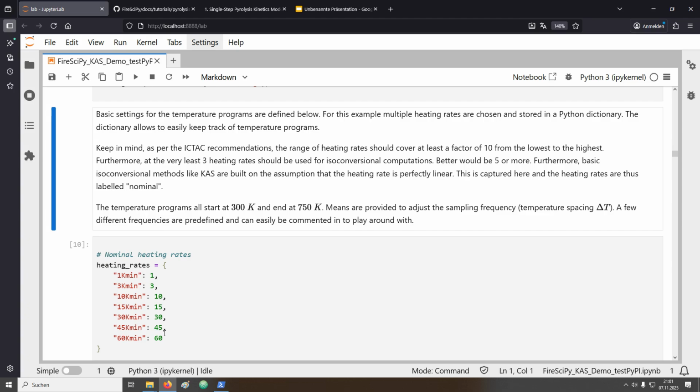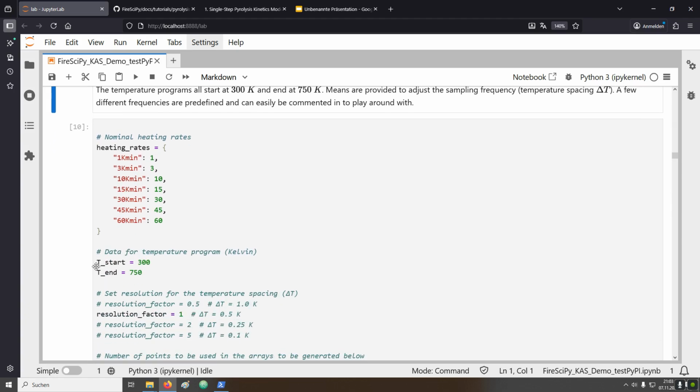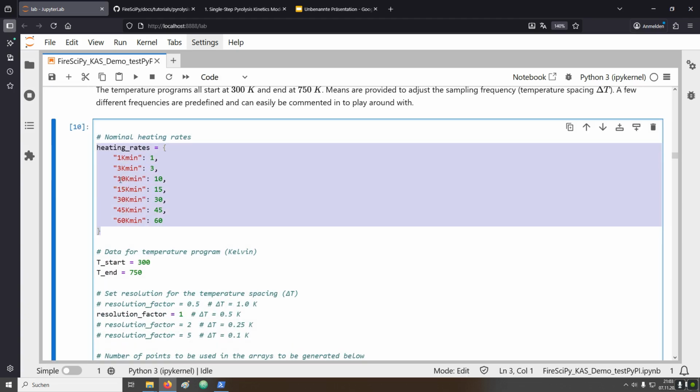As the next step, the temperature programs are defined to create the synthetic data. Keep in mind that the ICTAC recommends to cover a factor of 10 between the lowest and the highest heating rate. Moreover, one should use at the very least 3, better are 5 or more heating rates to perform the kinetics computations. Later I will briefly talk about what these recommendations aim to achieve. For this example I've chosen to use 7 heating rates.